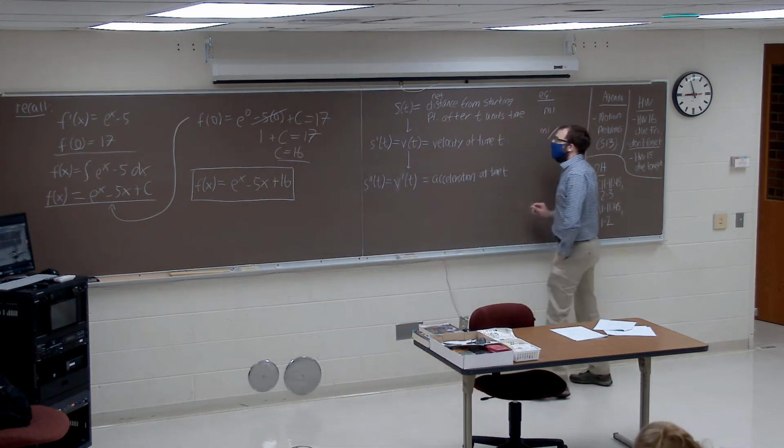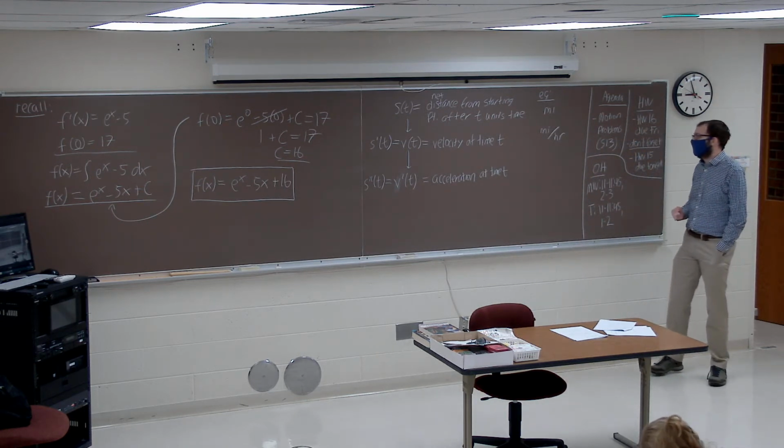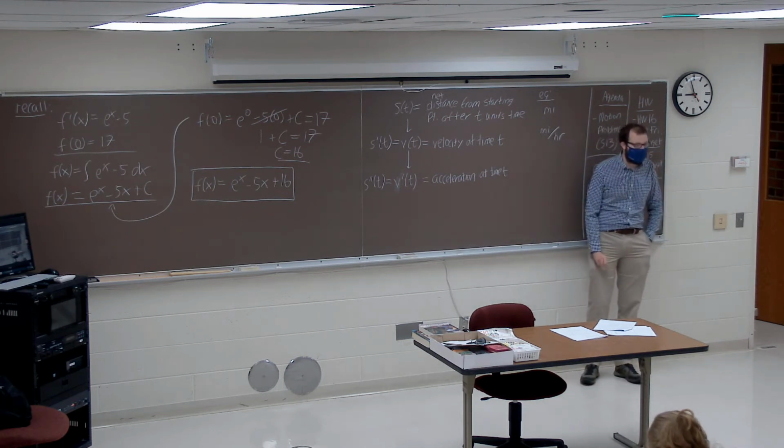So if s of t is measured in miles and v of t is measured in miles per hour, what would v prime of t, or acceleration, do you think be measured in?